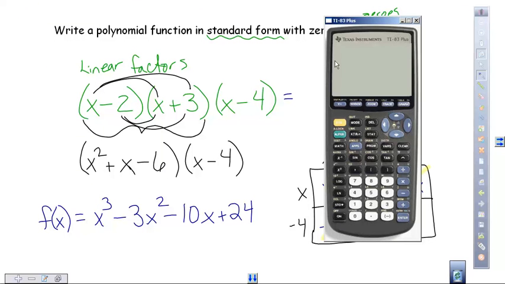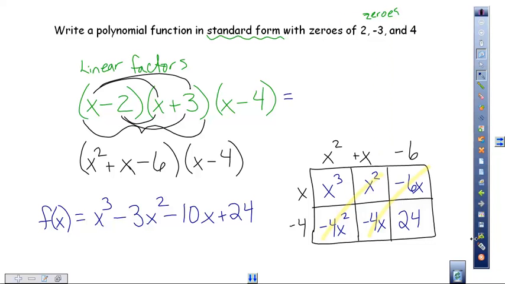Now, if I was looking to check my answer, don't forget our good old friend and the fact that, again, factors, zeros, roots. Let's see if this actually did work. Y equals x to the third power minus 3x squared minus 10x plus 24. Let's look at that table again and see if the zeros turned out to be right. Negative 3, 2, and 4. Our zeros are in all the right places. So that means that we did do this correctly.